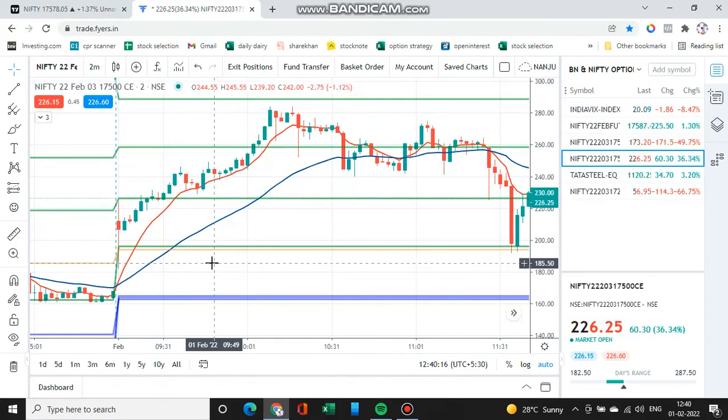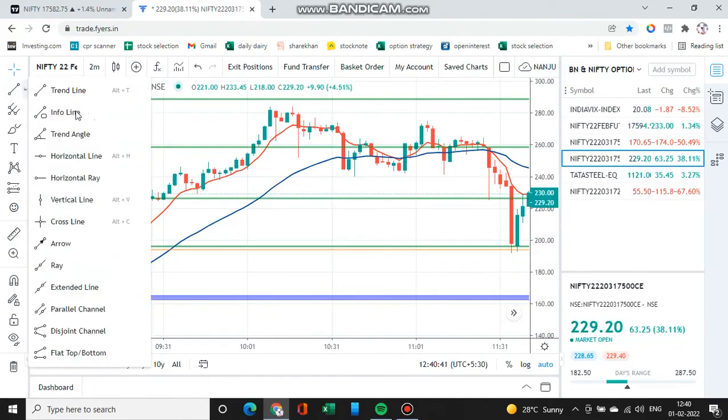I will be taking an entry at 246 and 240 is my stop loss. Total 6 point stop loss. 246 and 240. So my target will be 1:2. 246 plus 12 points.